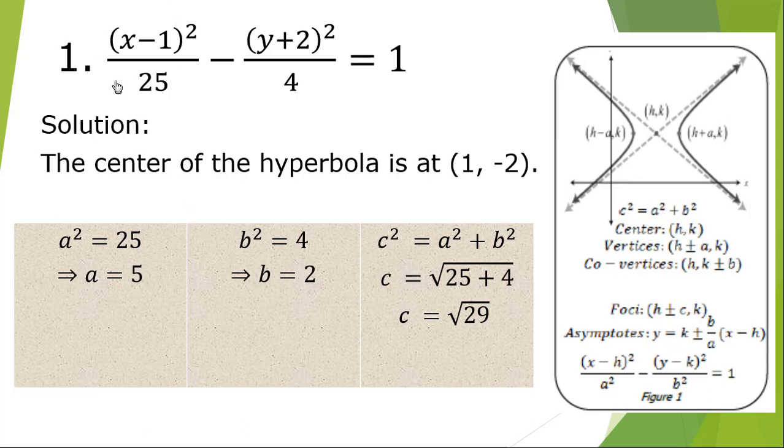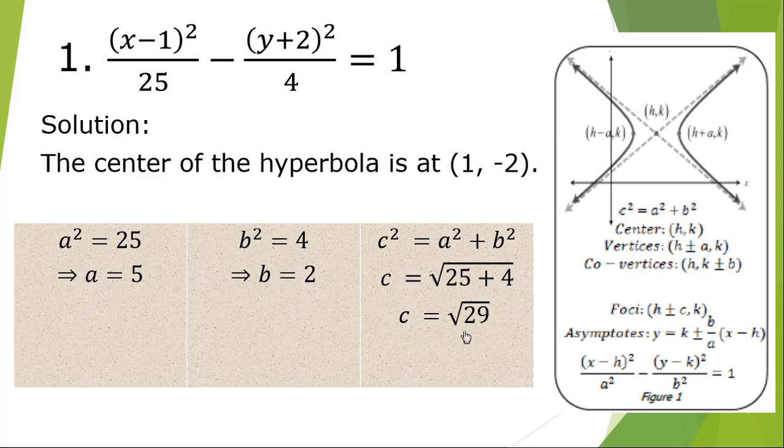Let's examine here that this part over here, the 25, is actually a squared, giving us a equals 5. And this is b squared equals 4, and we have b equals 2. Solving for c, we need this formula: c squared equals a squared plus b squared. We're given the a squared and the b squared. So we have a squared is 25, b squared is 4, and c will be now the square root of 25 plus 4, or simply the square root of 29.